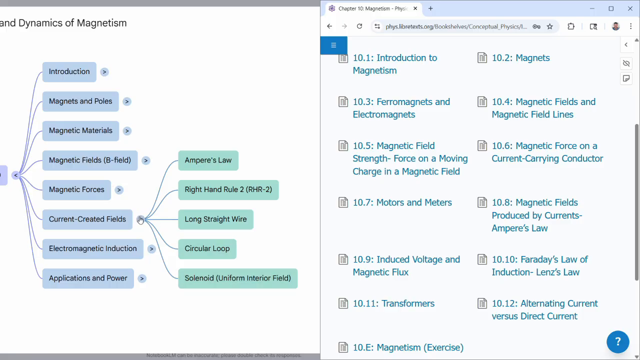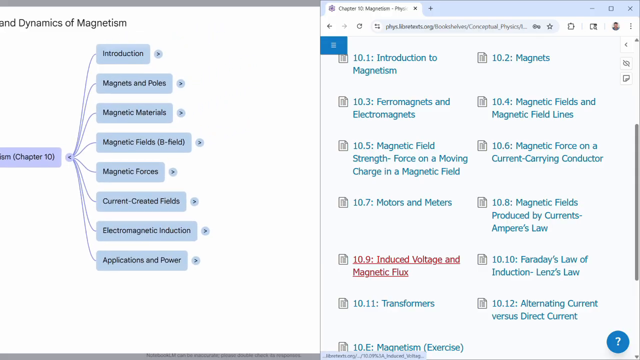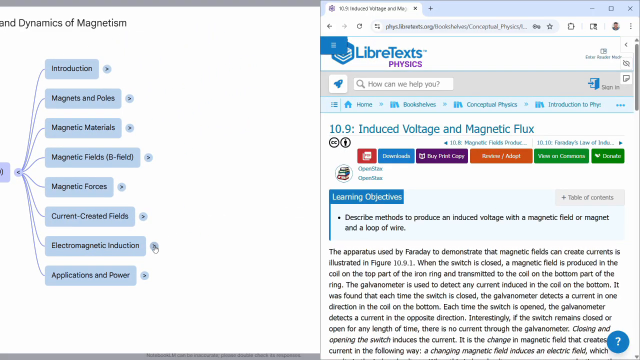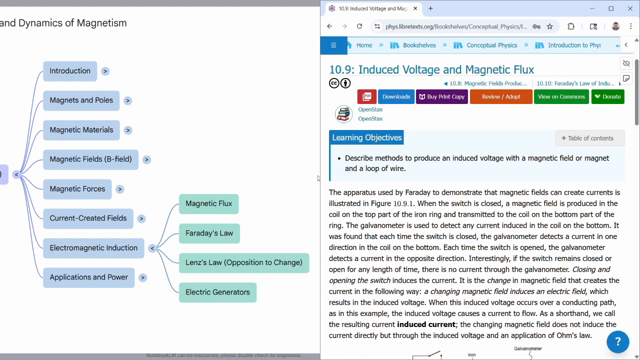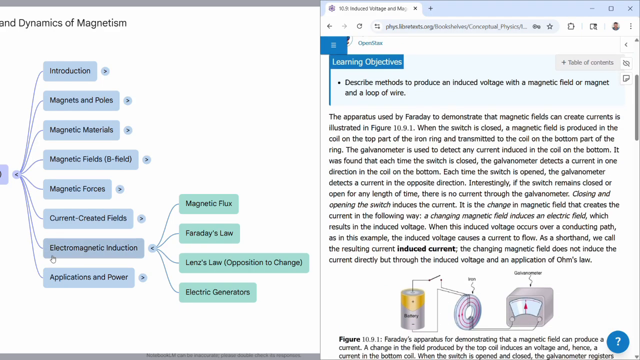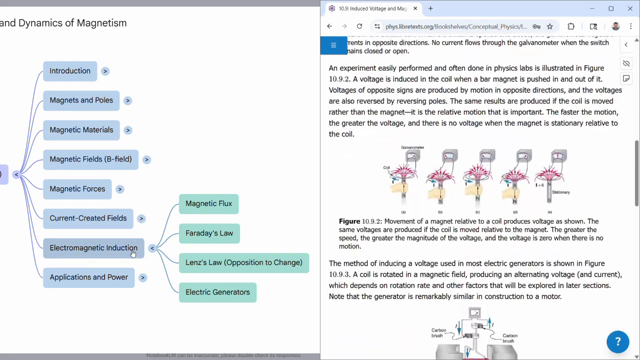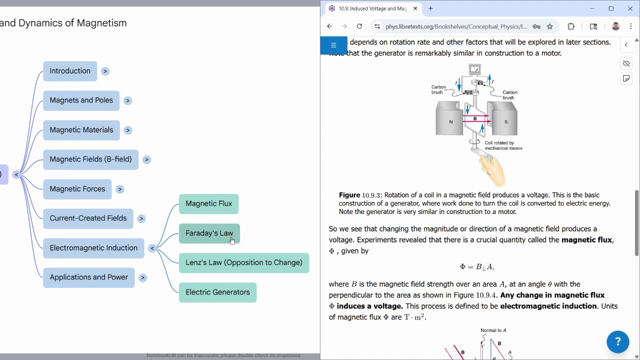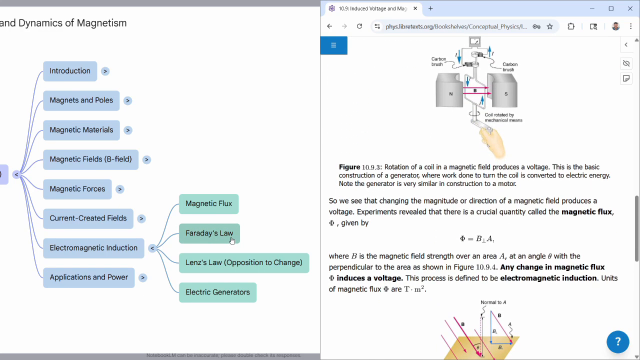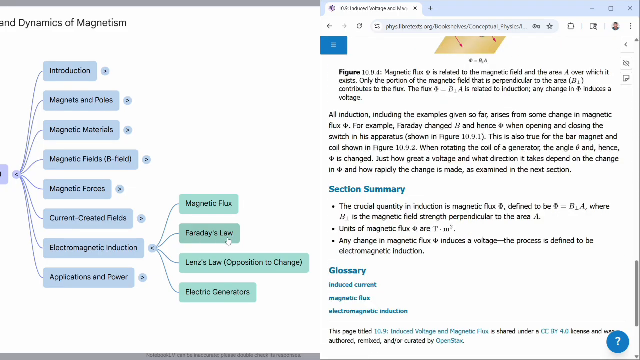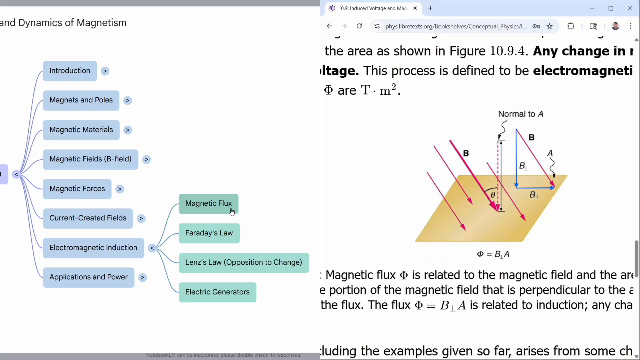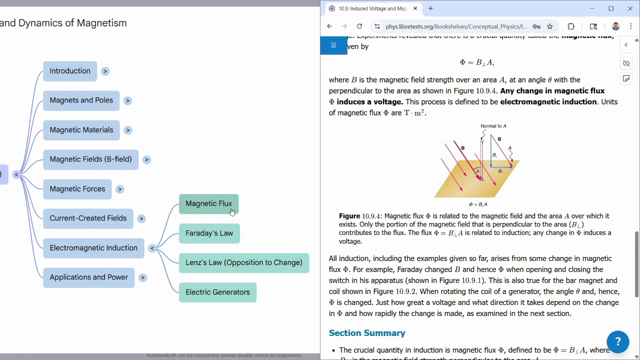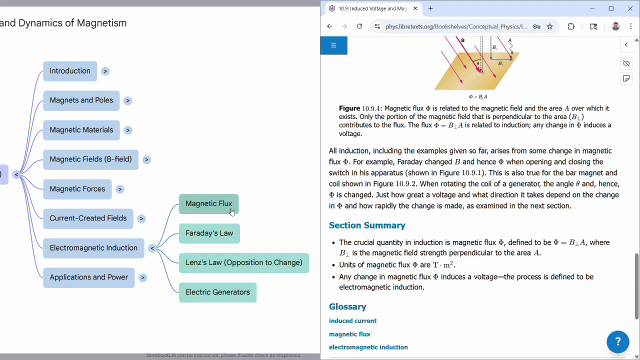So this was section 10.8. In section 10.9, induced voltage and magnetic flux, we introduced the fourth and the last of the Maxwell's equations, or at least we allude to it. So electromagnetic induction is what you might call Faraday's law of electromagnetic induction. And I think I actually give you the statement of Faraday's law. Faraday's law relates the rate of change of something called magnetic flux, which is basically magnetic field times area, to the induced voltage. And in a separate lecture, I'll give you more conceptual motivation for Faraday's law.